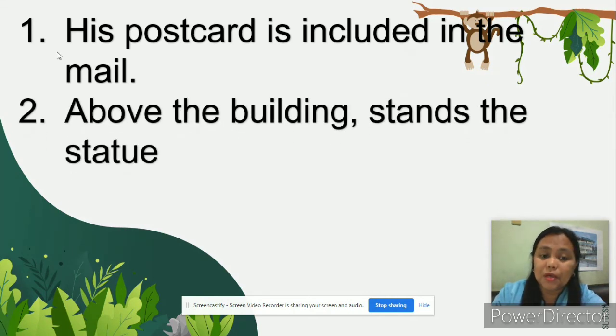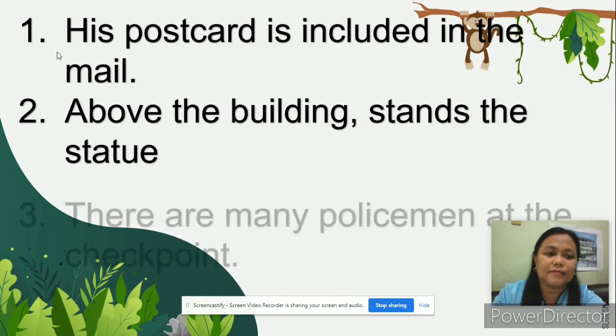Number two, above the building stands the statue. So where's the verb there? Stands. And where's the subject? Statue. So as you can see, the verb comes before the subject. Okay, so that is an inverted sentence.